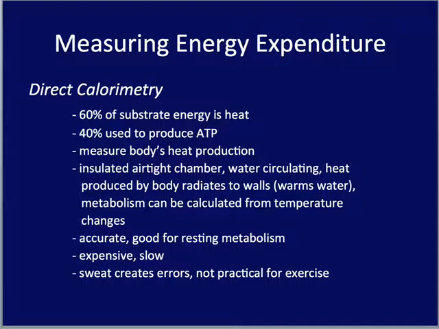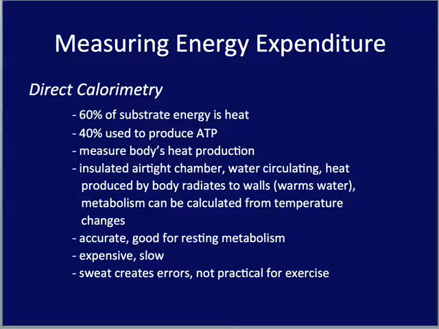All right, so let's change gears a little bit and talk about energy expenditure. There are two ways we can figure out how many calories we're burning or how much heat we're producing: direct and indirect. Indirect is actually an easier way of doing it, but we'll go over direct calorimetry so we can get that out of the way right now. It does require quite a bit of money to create an insulated airtight chamber.